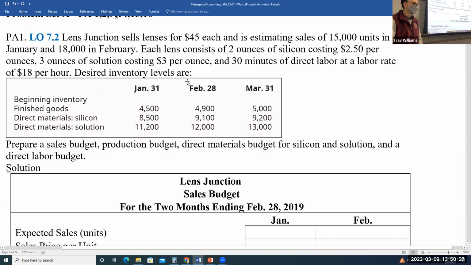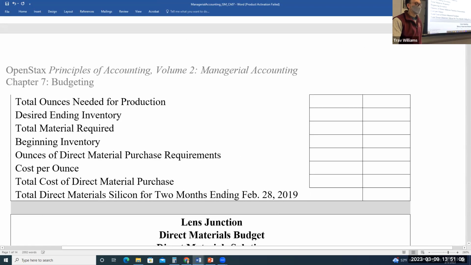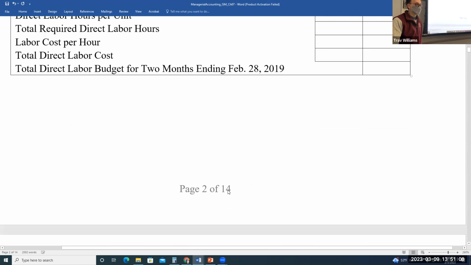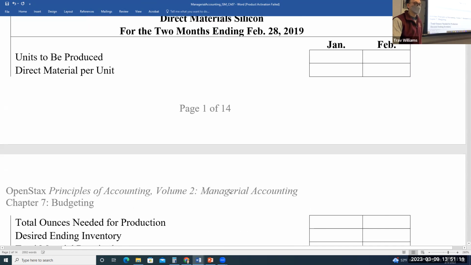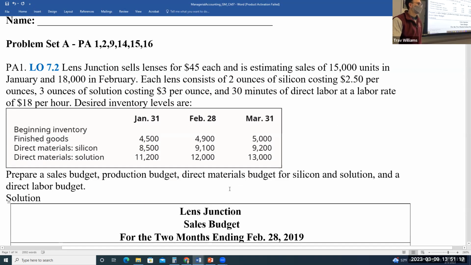Okay, this first one is a bit time consuming because we're going to make a sales budget and a production budget and 2 materials budgets because we have 2 types of material and a labor budget. This is a 2-page exercise problem. Okay, so hang in there. This company makes contact lenses that sell for $45 each. I guess that's for a pair, I'm assuming. They're estimating 15,000 units of sales in January, 18,000 in February.